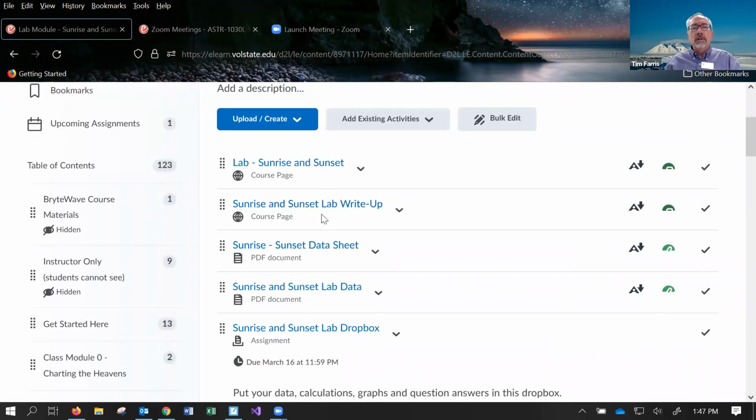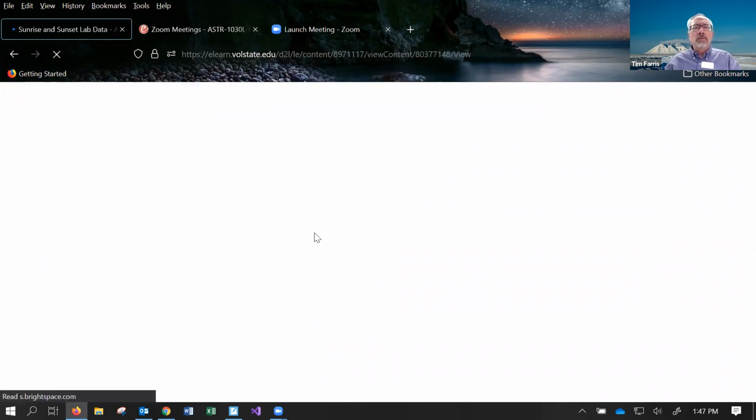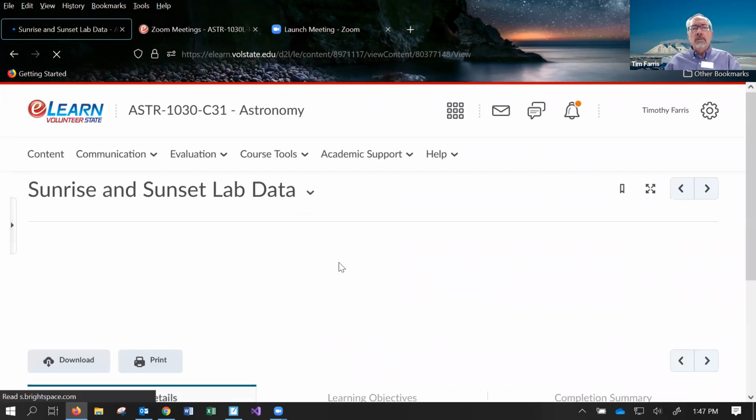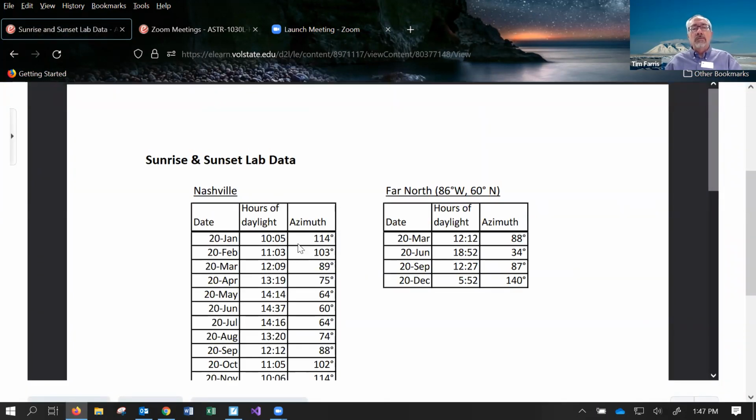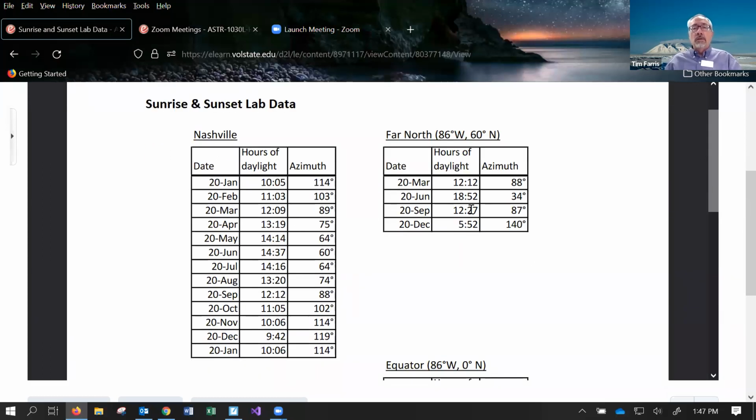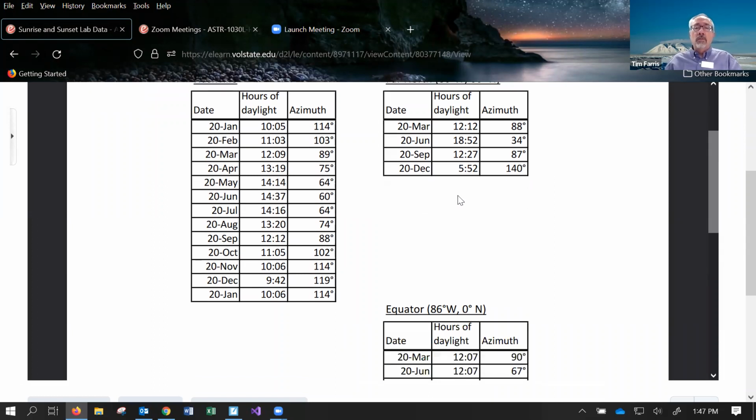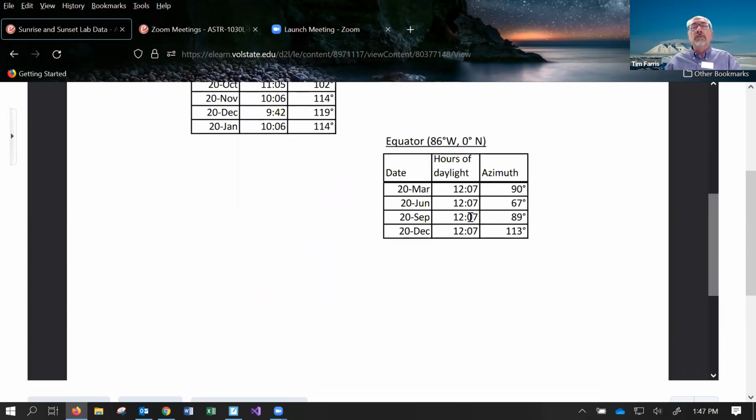You still have the introduction and the write-up in your data sheet, but the information that you need to do the analysis is here in this PDF document called Sunrise and Sunset Lab Data. I don't believe you've had one like that before, so you'll need to open that up, and that's where the information is that you'll see given the hours of daylight and azimuths for Nashville mainly, and then for the northern part of North America, and then right on the equator due south of Nashville here.